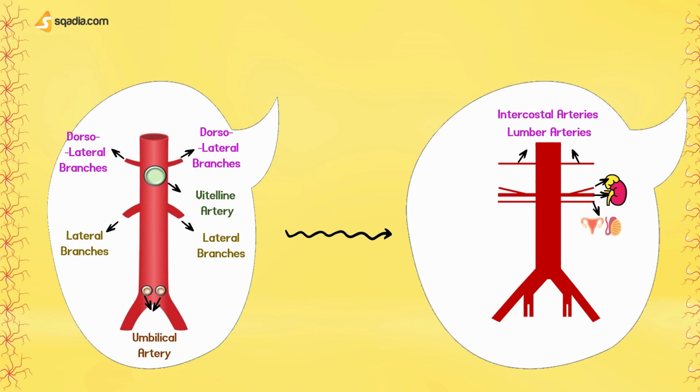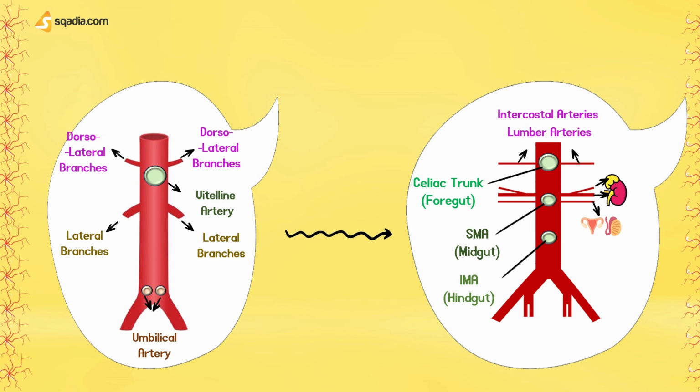Now, let's talk about the vitelline arteries and umbilical arteries. Vitelline arteries are branches of the aorta that supply the gut. Branches of the vitelline artery are the celiac trunk that supplies the foregut, the superior mesenteric artery that supplies the midgut, and the inferior mesenteric artery that supplies the hindgut.